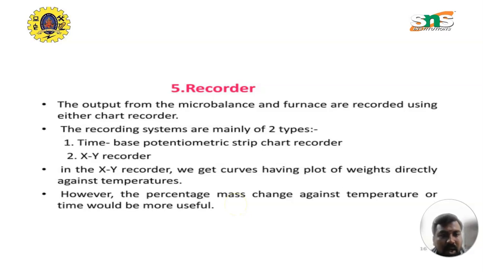Then recorder. The output from the microbalance and furnace are recorded using a chart recorder. The recording systems are mainly of two types: time-based potentiometric strip chart recorder and XY recorder. In the XY recorder, we get curves having a plot of weights directly against the temperatures. However, the percentage of mass change against the temperature or time would be more useful.